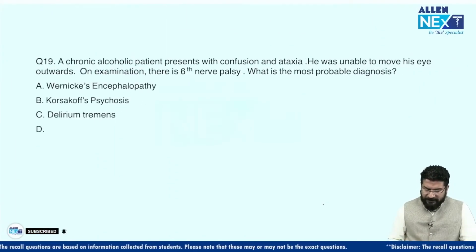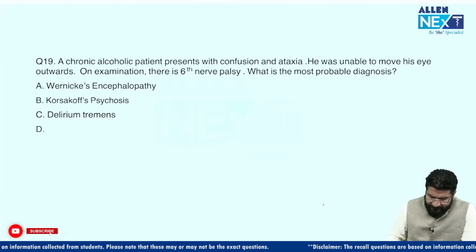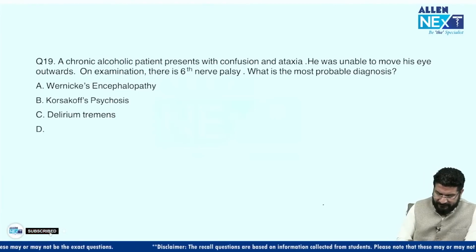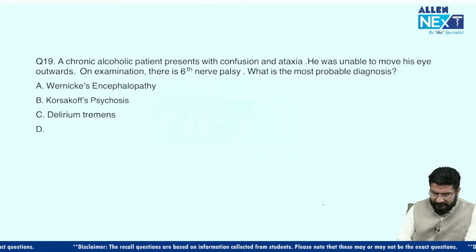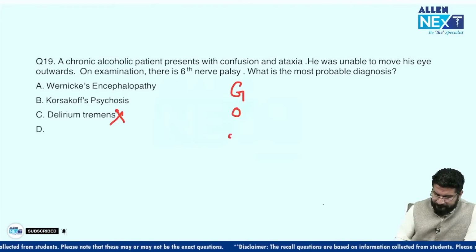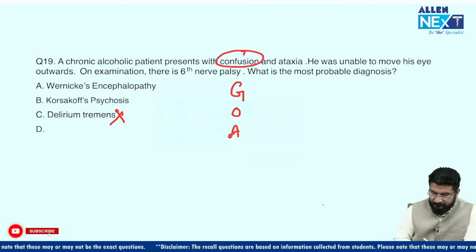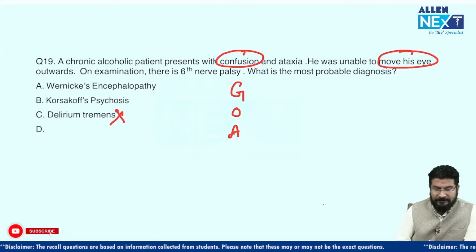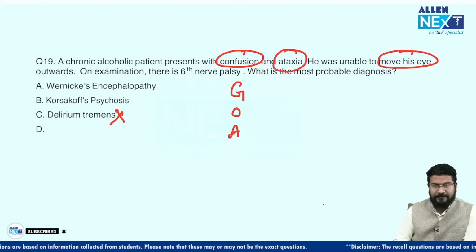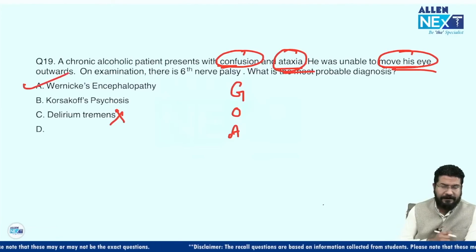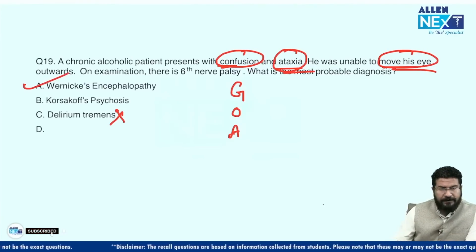Okay, next MCQ: a chronic alcoholic patient with confusion and ataxia, unable to move his eye outward. On examination, there is 6th nerve palsy. What is the most probable diagnosis? Delirium tremens is a state seen in alcohol withdrawal. Again, this is a complication seen when we stop taking alcohol, where the patient will develop hallucinations. Nothing is mentioned like that. So remember the mnemonic GOA. The patient is having global confusion, ophthalmoplegia, right? Then you can see ataxia. So this is a classical case. The triad is given: GOA, global confusion, ophthalmoplegia, and ataxia. So this is a classical example of Wernicke's encephalopathy.